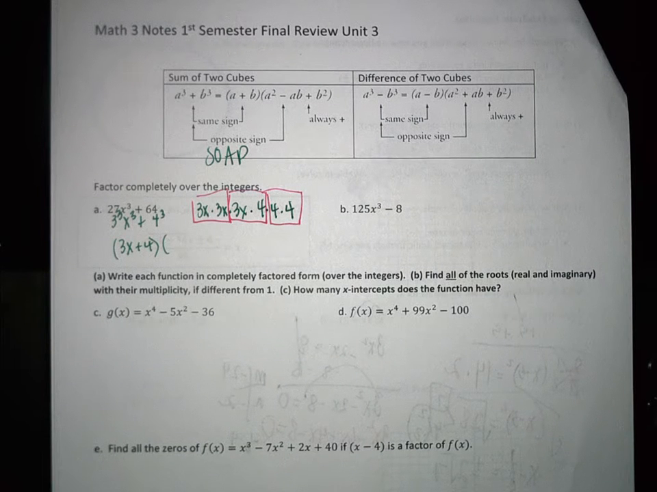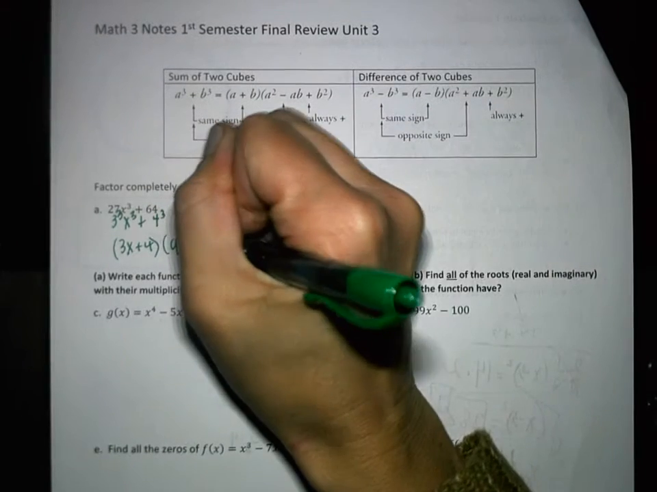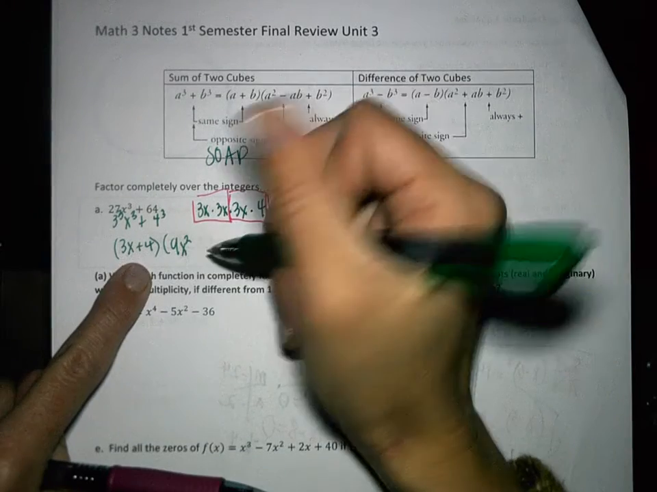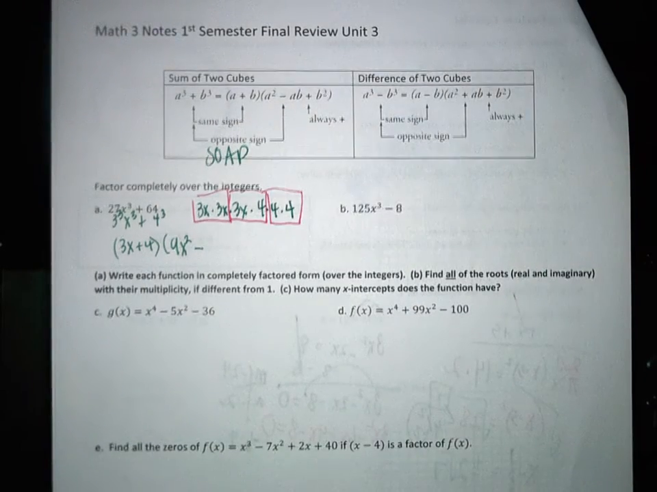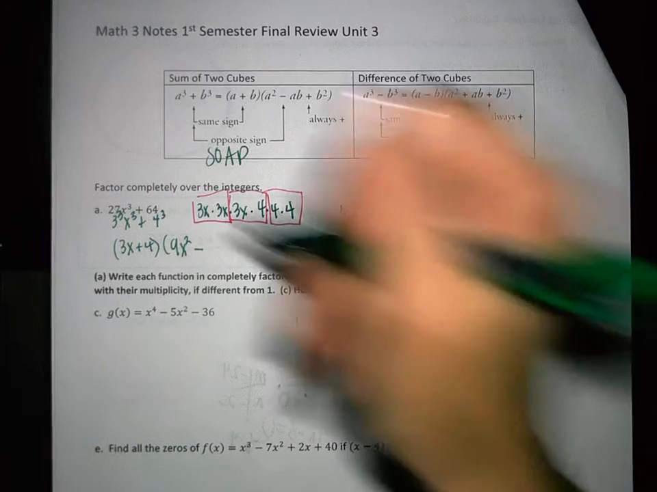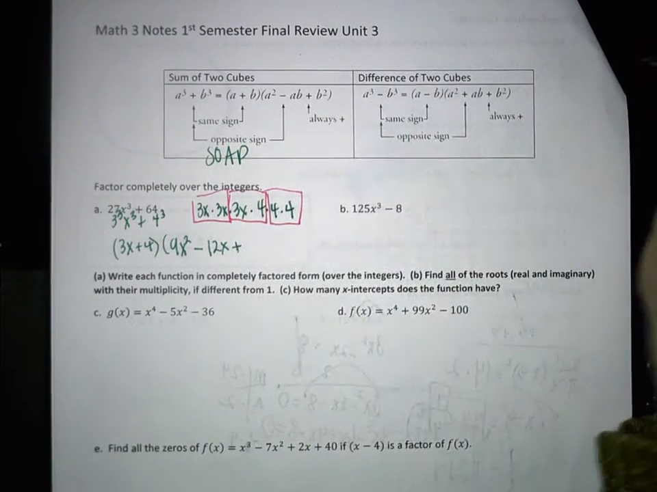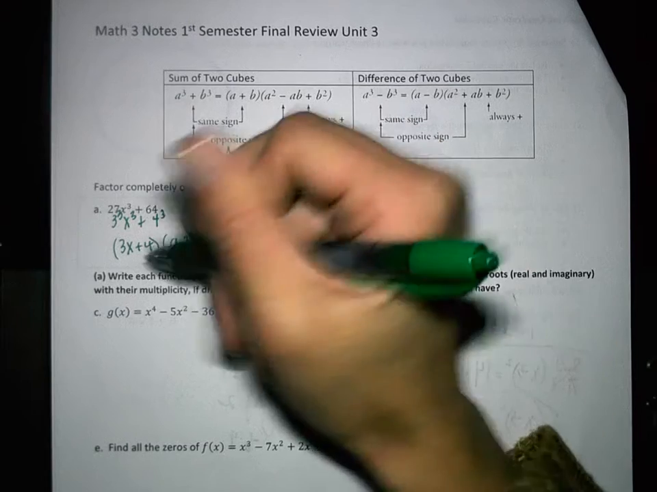So, what will be my first term in the trinomial? 9x squared. Very good. Now, my sign is going to be what? Minus. Good. Opposite of what's here? Minus. And then 3x times 4 is? Plus. Always positive. Perfect. There's your answer.